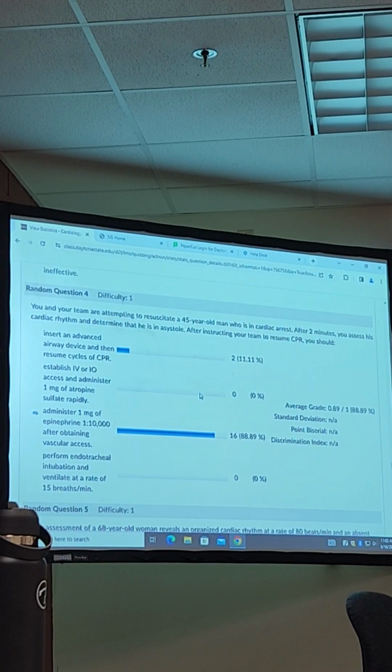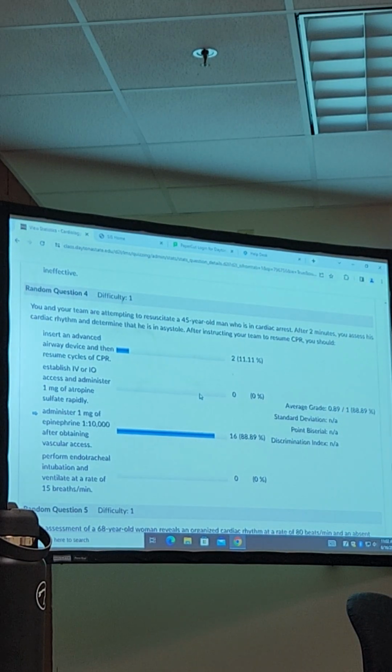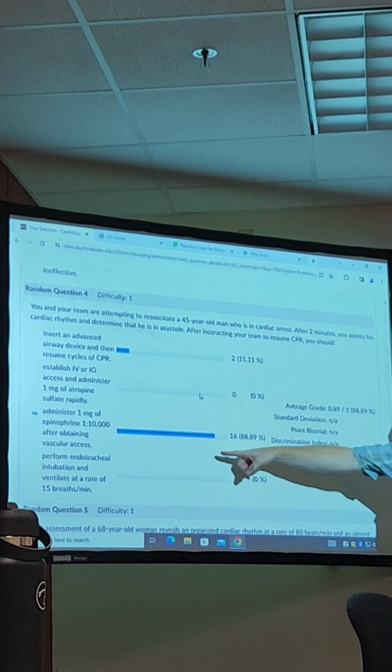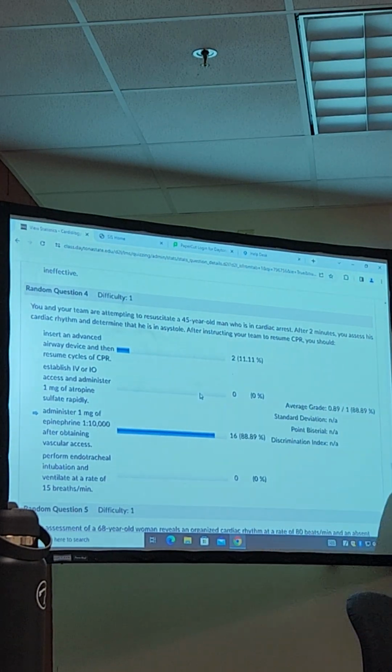Attempting to resuscitate a 45-year-old man after 2 minutes, he is in asystole. After instructing them to resume CPR, you should do what next? Epi is more important than the airway. And I know what happens in the field. Everybody's like, I gotta get the tube, I wanna do this. And it's like, if air's going in and out, that's a very low priority. If air's not going in and out, that's a different story. So the most important thing after that would be getting the drug on board.